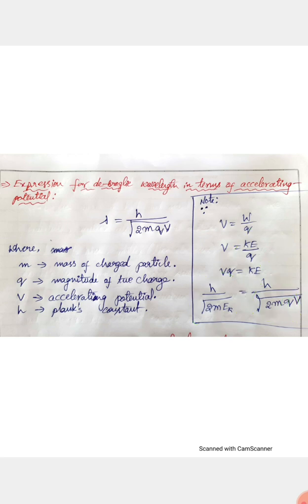Now where m is what? Mass of the charged particle. Q is what? Magnitude of the charge. V is what? Accelerating potential. h is what? Planck's constant. This is about the de Broglie wavelength in terms of the accelerating potential.